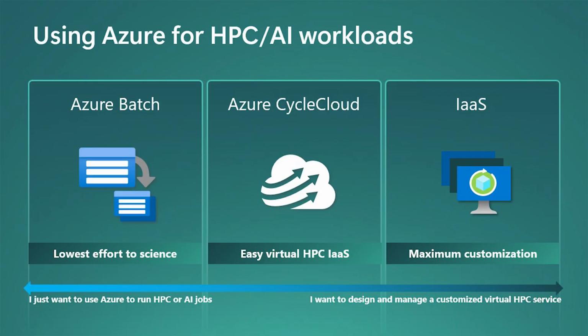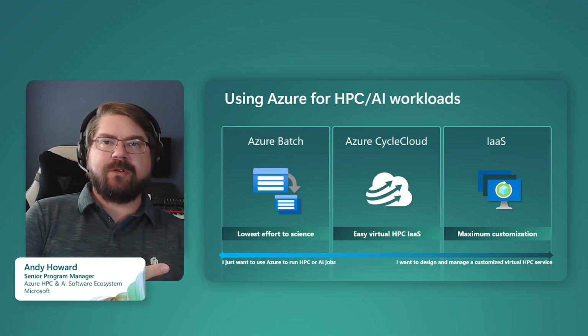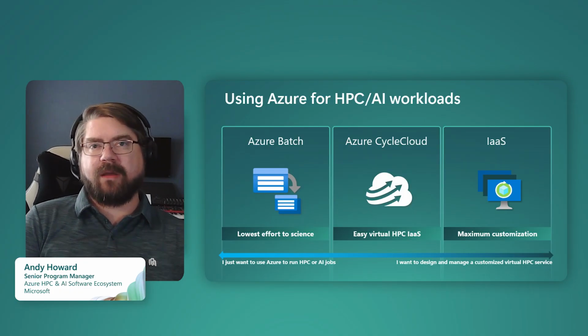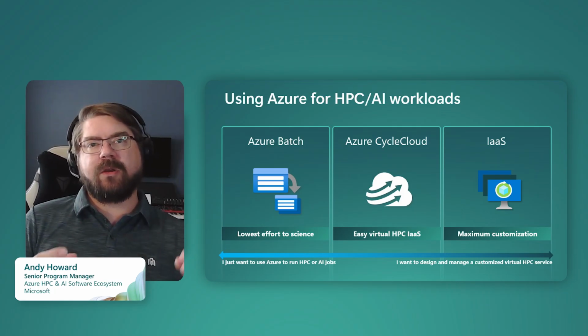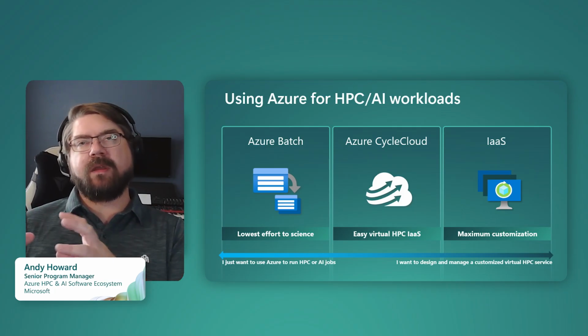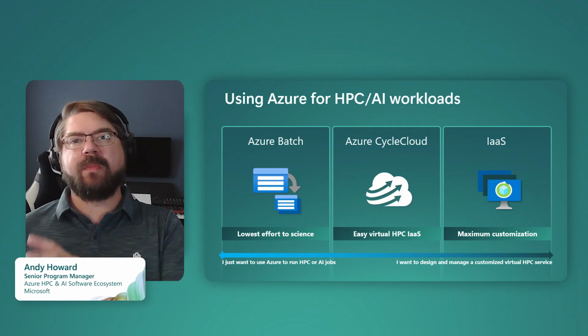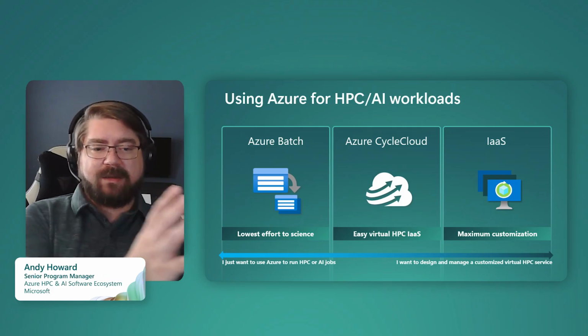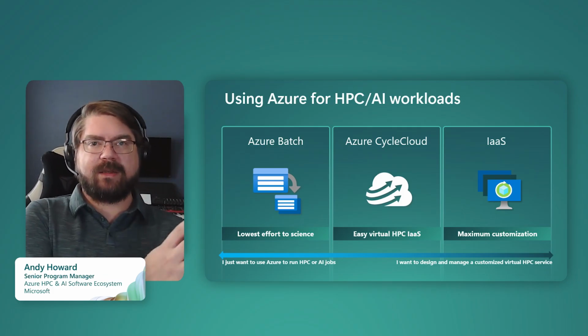So when we talk about HPC and AI workloads on Azure, there's a whole spectrum of customers that we have to focus on, because what we're really trying to address is meeting the customers where they are in their cloud migration journey. You have some researchers who just want to submit jobs and get their work done. They don't necessarily care about the underlying infrastructure. They don't care so much about controlling all of the topology, when things are spun up and down. They just want to submit a whole bunch of jobs and get the results. So that's the lowest effort to science, as we think of it.